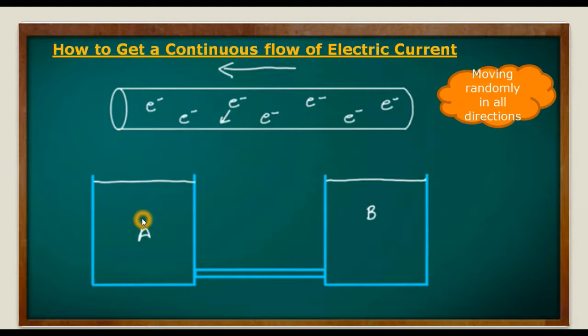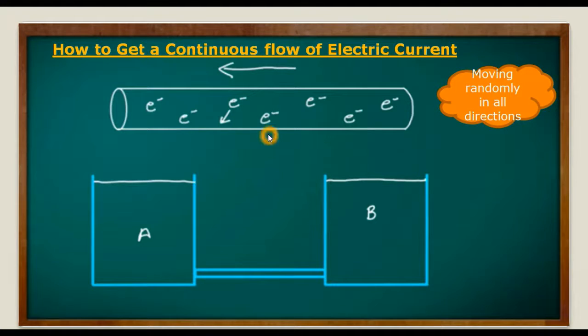Suppose you have two beakers, beaker A and B, and these two beakers are connected by a pipe. And suppose both beakers are filled with water up to the brim, and the water level is the same in both the beakers. Now, if I ask you, is it possible that water will flow from beaker A to beaker B or from beaker B to beaker A? Is it possible that water will flow through this pipe? No. Why? Because they have the same level of water.